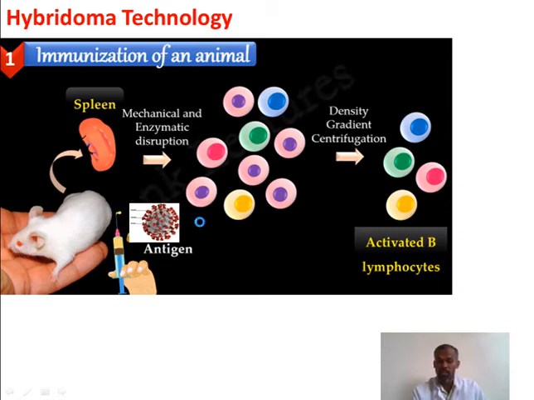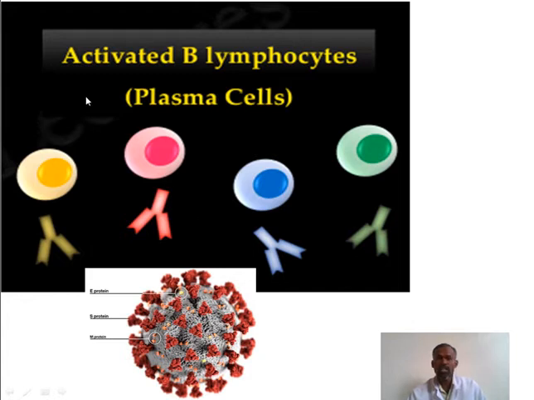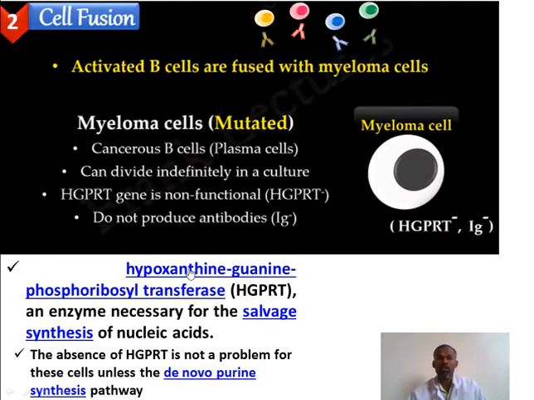This is the first step, and we need to collect all these activated B cells, which produce different antibodies, but we need to isolate only one B cell. So the activated B cell is producing antibodies against this antigen. Now the second step, cell fusion.